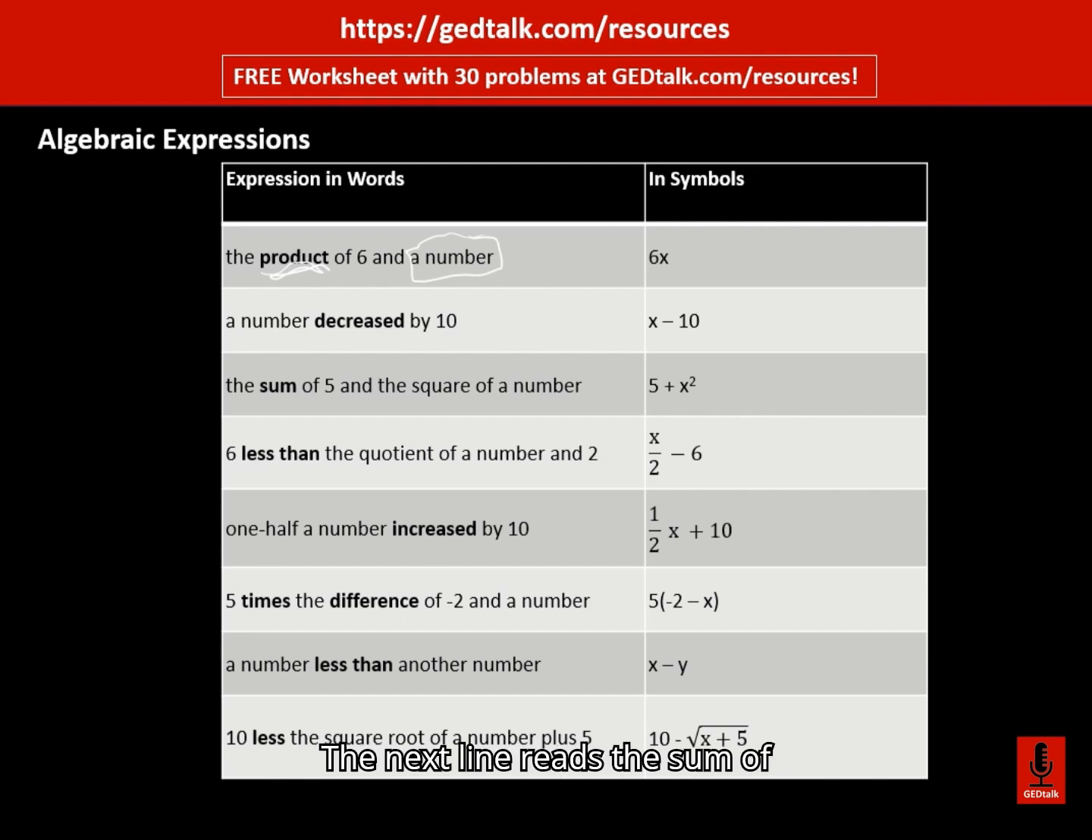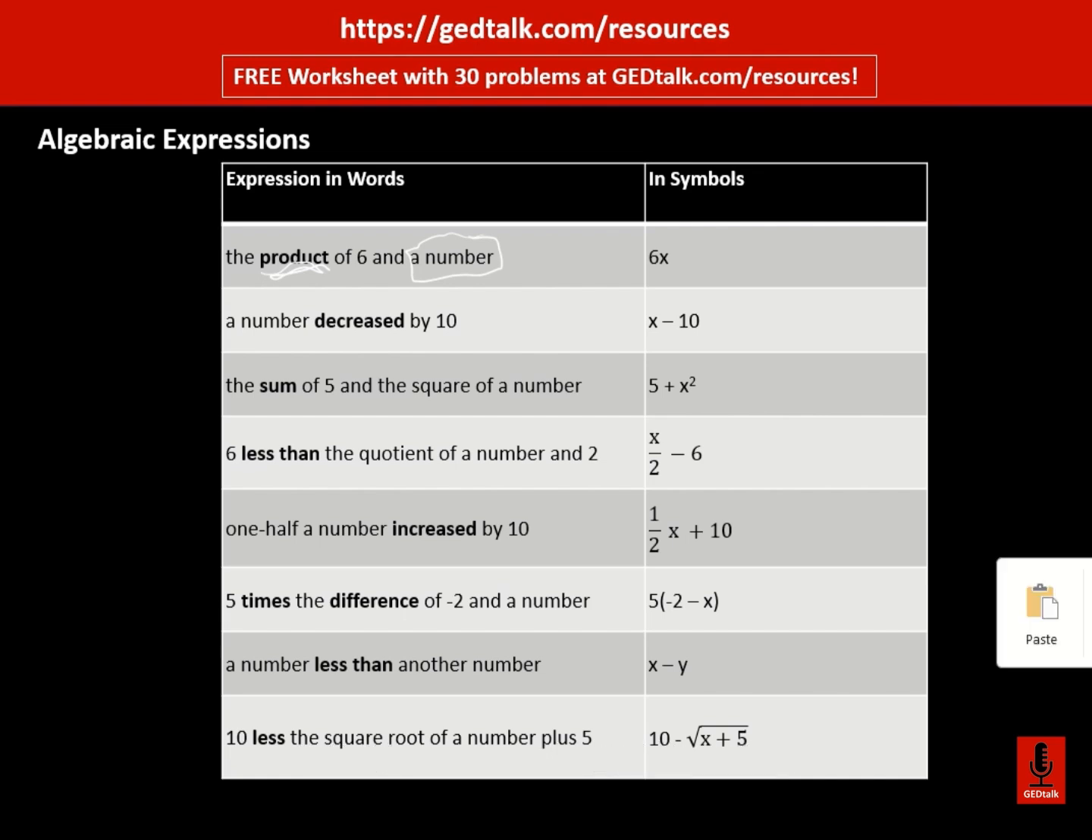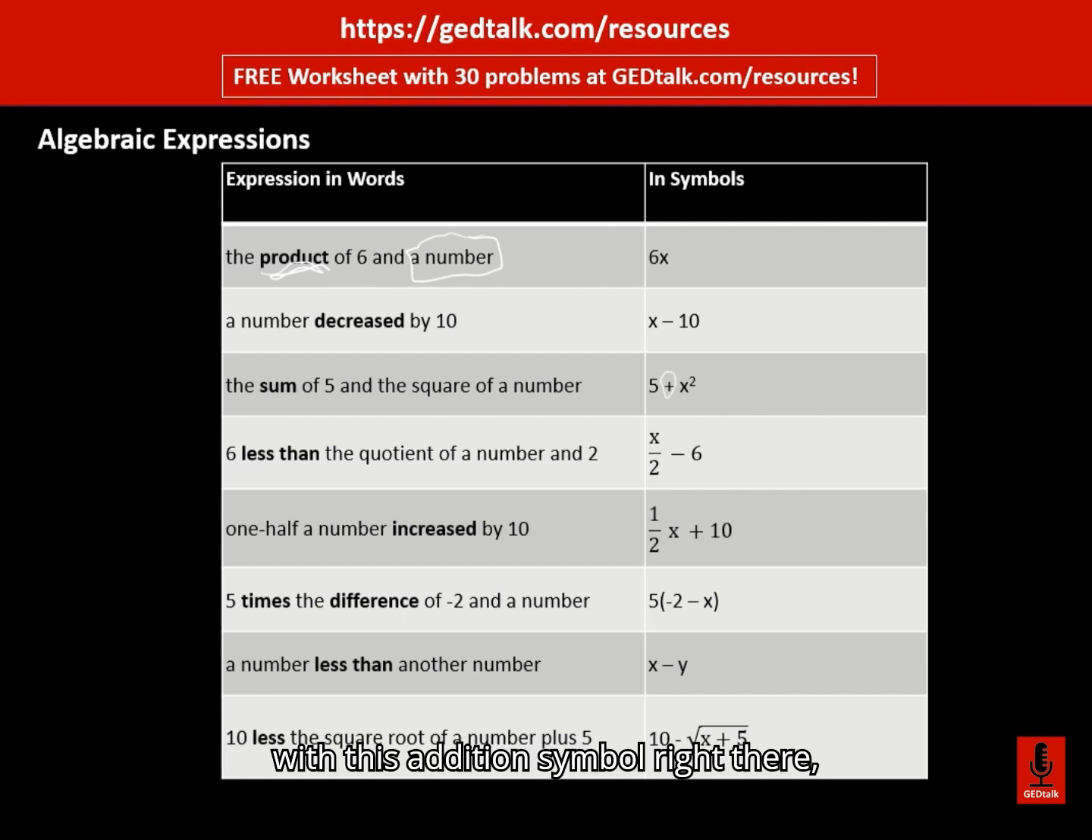The next line reads, the sum of 5 and the square of a number. So the sum means adding. So they're showing the sum with this addition symbol right there. And they're saying 5 plus the square of a number. So you're raising that number to the power of 2. And remember, when you do that, it would be x times x, not x times 2.